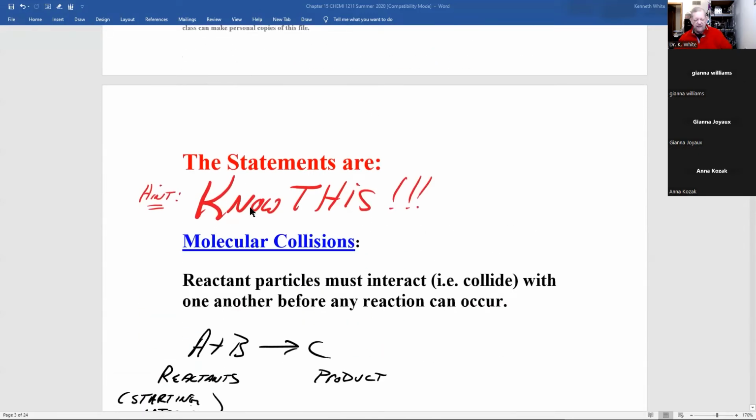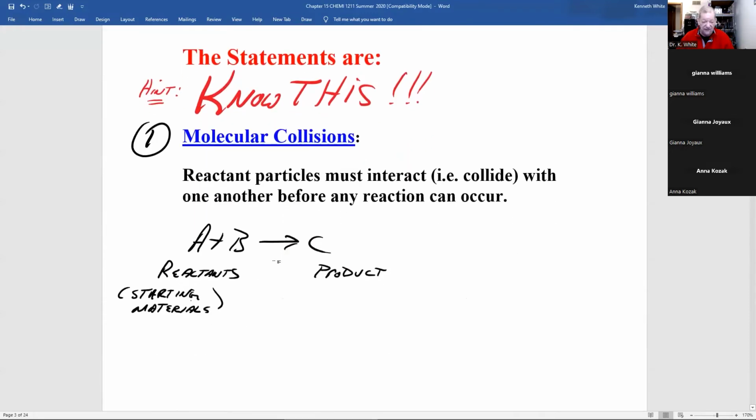There are three statements you should know. Here's number one, and that is for a reaction to occur, molecules must collide. That's why it's called the collision theory. So, number one, for a reaction to occur, like A plus B making C, A and B have to collide. You got to mix them together so they interact, and we call that interaction colliding. All right, so the first step you should know, molecules have to collide to have a chemical reaction.